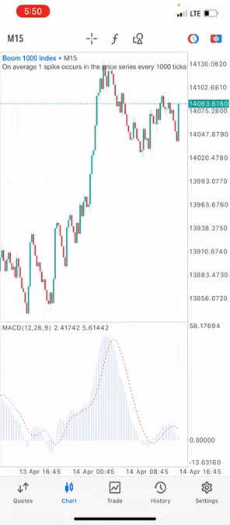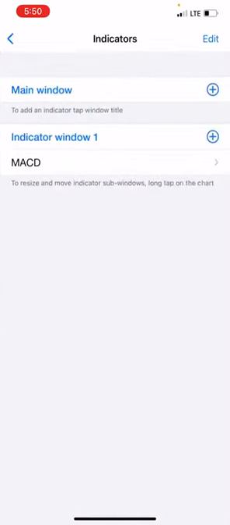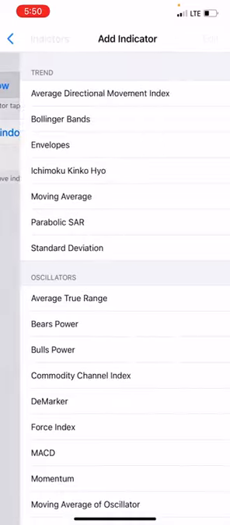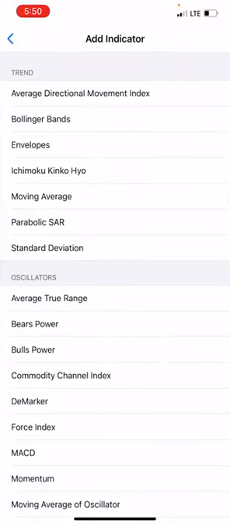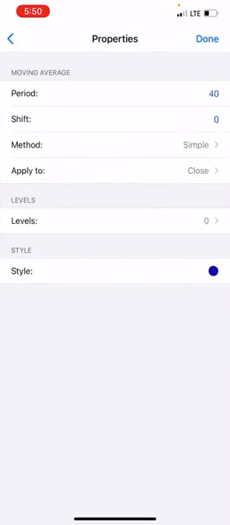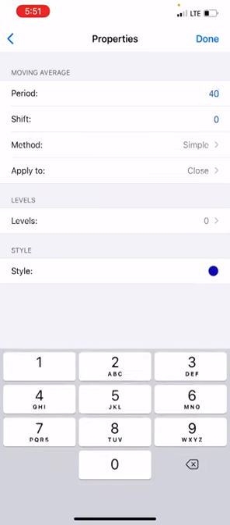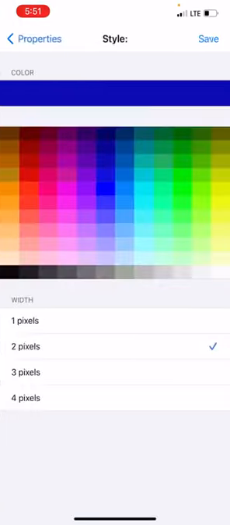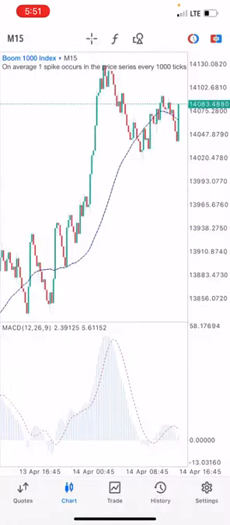Good. So the next indicator, you add a moving average at the main window. Click on the main window plus button and then go for moving average, period 40, shift 0, method simple, apply to close. The levels 0 and the star, use blue. Save and done. As simple as this. This is the strategy.